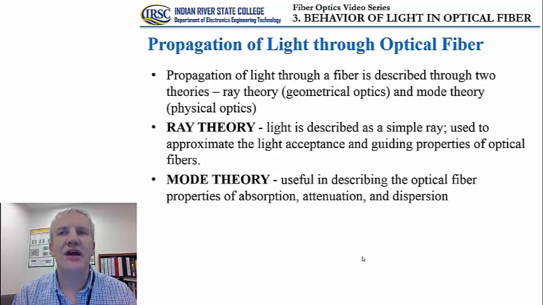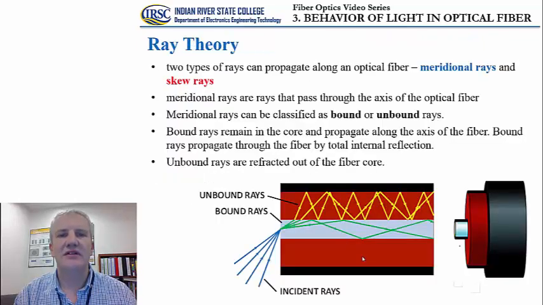The mode theory would describe behavior of light within an optical fiber, such as properties of absorption, attenuation, and dispersion. This slide dives a little deeper into the whole concept of the ray theory. According to the ray theory, two types of rays can propagate along an optical fiber, so-called meridional rays and so-called skew rays. Meridional rays are rays that pass through the axis of the optical fiber and are used to illustrate the basic transmission properties of optical fibers.